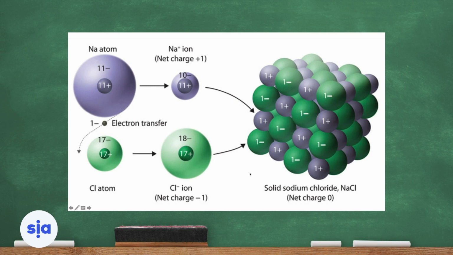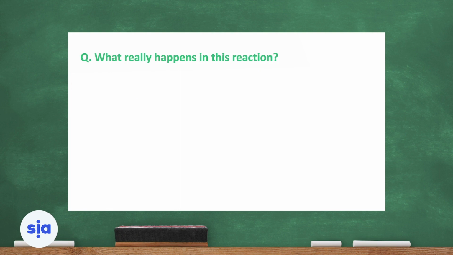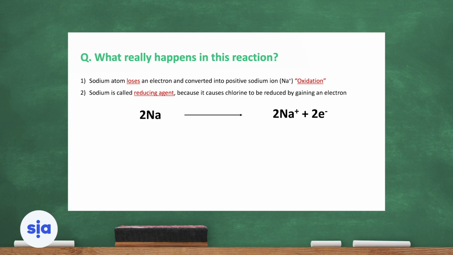But remember that ions are unstable. They have to bond together to form a stable compound. This compound is called sodium chloride, or the table salt. What really happens in this reaction? The sodium atom loses an electron and is converted into a positive sodium ion.